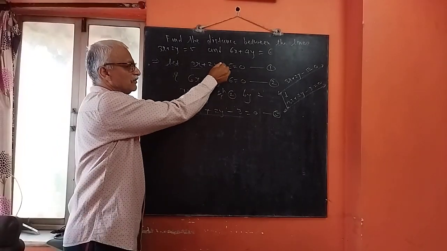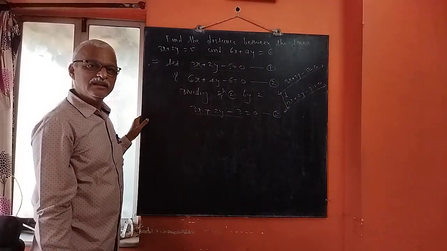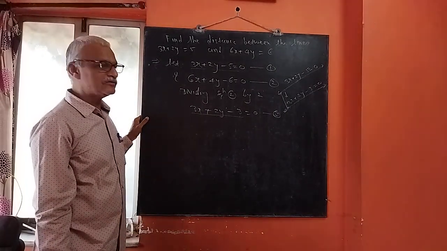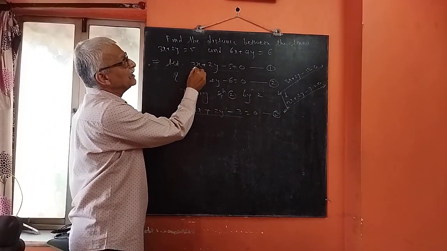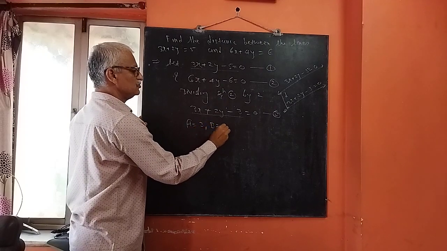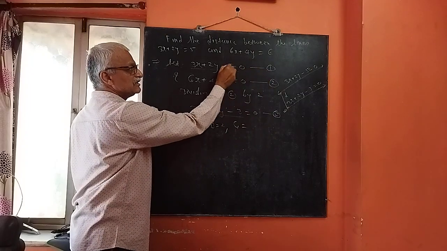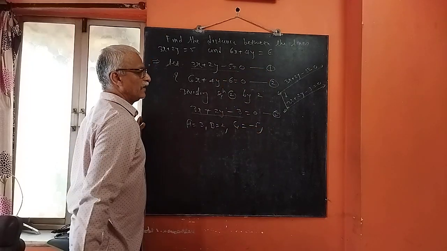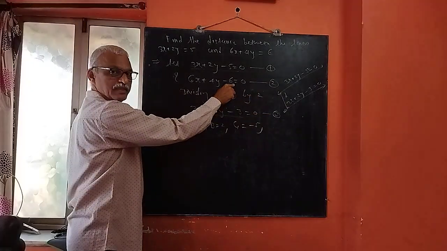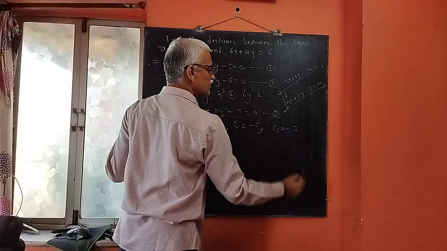If you compare equations 1 and 3 with the standard form of parallel line equations, what are the parallel line equations? Ax plus By plus C1 equals 0. So the value of A is 3, B is 2. A equals 3, B equals 2. C1 is, what is C1? C1 means this, minus 5. C2 is the value from equation 3, not from equation 2. C2 is the value from equation 3. So C2 equals minus 3.